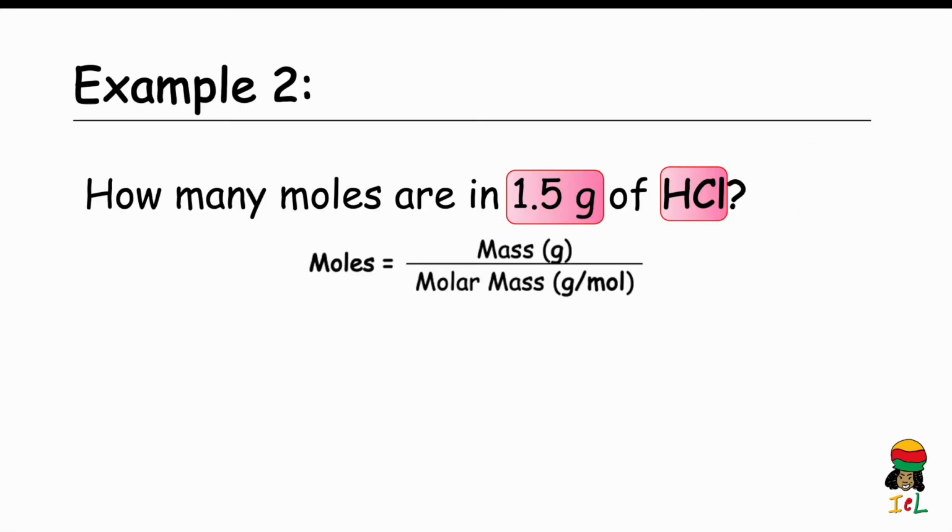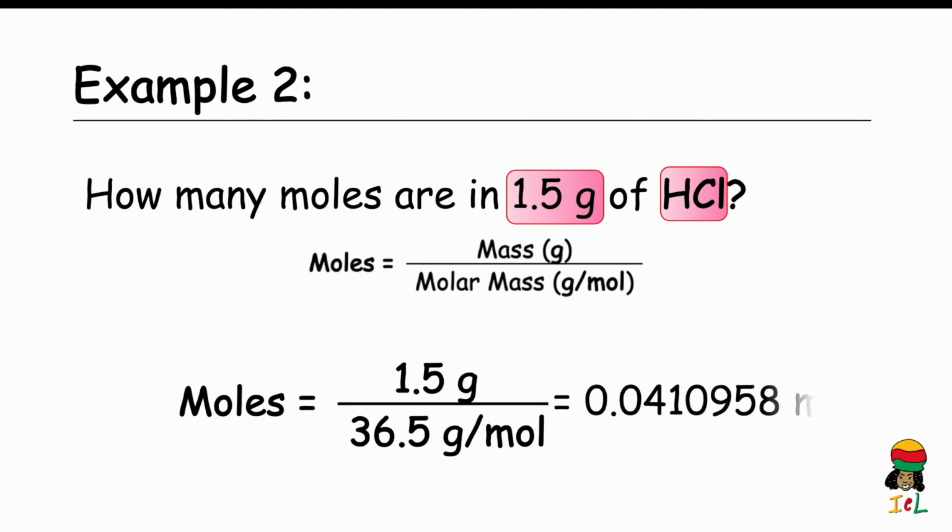So back to our example, we now have moles is equal to 1.5 grams divided by 36.5 grams per mole, which gives us an answer of 0.0410958 mole. Now, when we have a long decimal number as represented here, we tend to round to at least 4 places of decimal. That is, we want to have 4 digits behind the decimal point. So we'll count 1, 2, 3, 4.